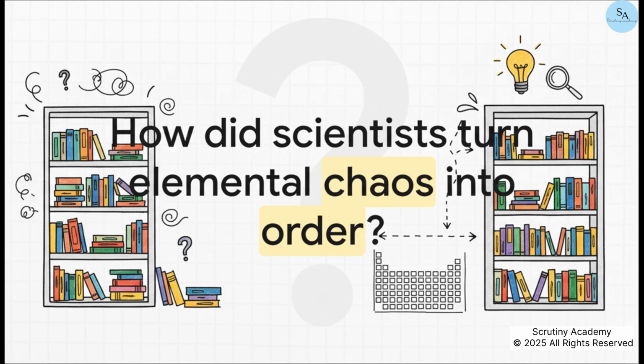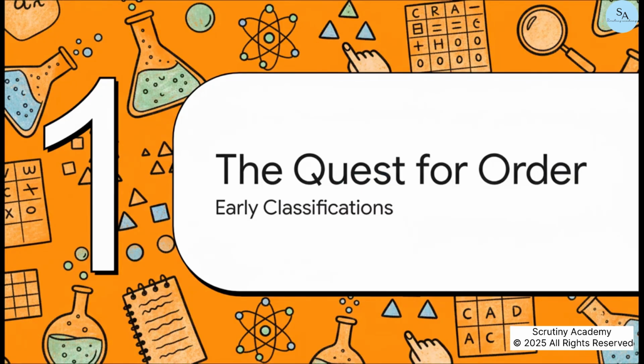Imagine trying to organize a massive library but with no catalog system whatsoever. That's the exact challenge early chemists were up against. Let's dig into how they created the ultimate filing system for the elements. Okay, so our story really kicks off in the early 1800s with a chemist named Johann Dobereiner.